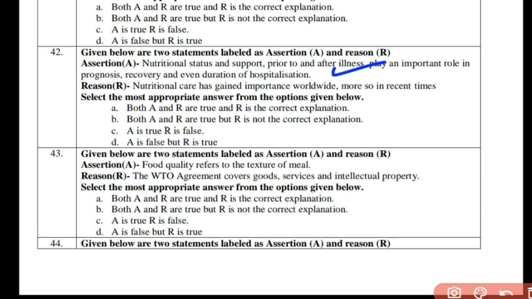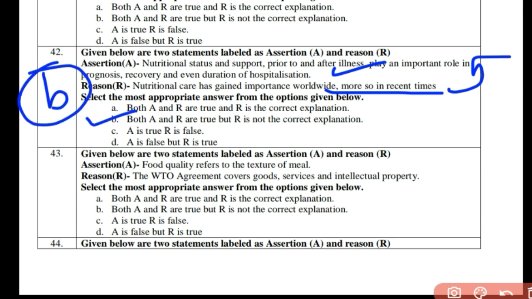Now B is: nutritional care has gained importance worldwide, more so in recent times. This sentence is also true, but I think this is not the explanation for answer A. This is just the importance in recent times. There could be many reasons for this, not just nutritional status and its requirement prior to illness. Besides illness, nutritional care is also very important. So A and R, both of them are true, but R is not the correct explanation. So B is the right answer for question number 42.